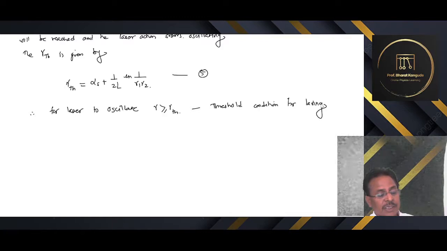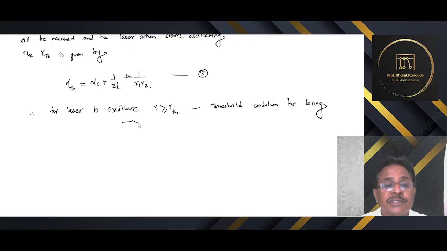If gamma is greater than gamma threshold, the amplifier reaches saturation, which lowers the value of gamma in turn, and eventually the equilibrium value is attained at gamma threshold. So anyhow, the amplification must be greater than gamma threshold; only then will the laser operation be there. Here we have finished this first derivation.